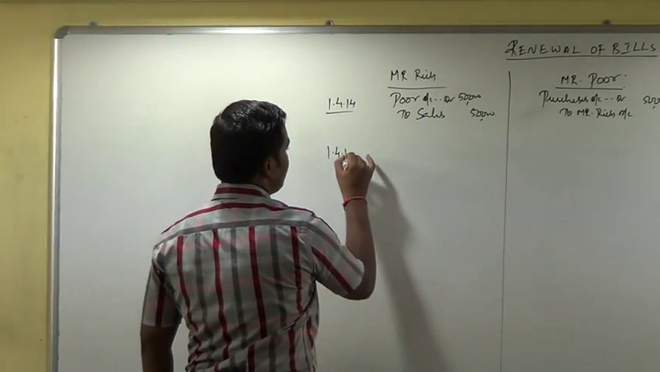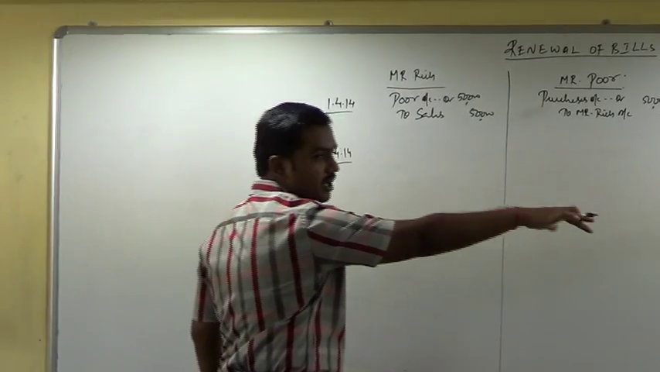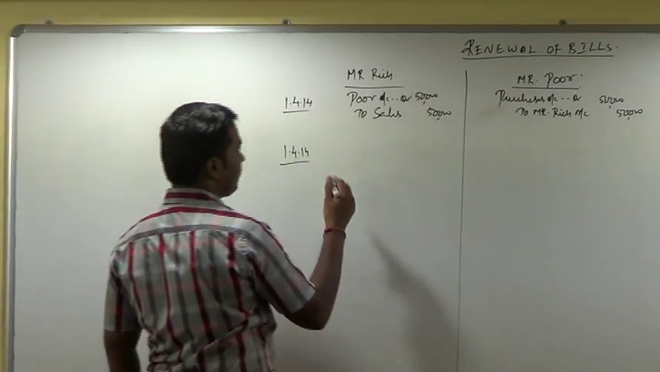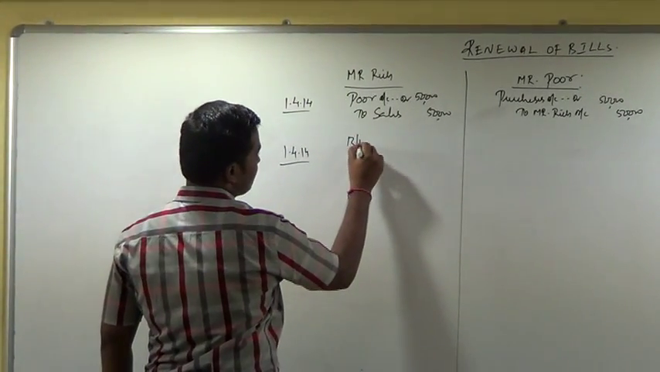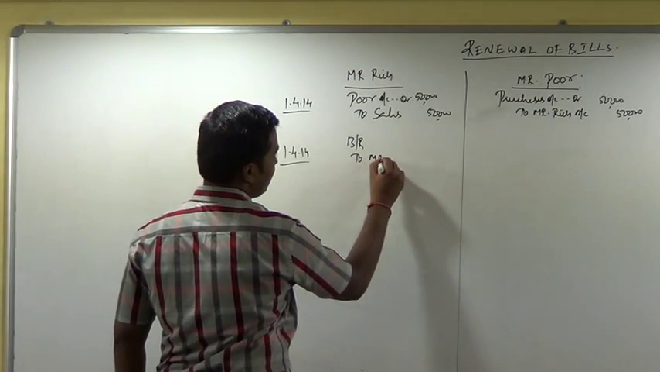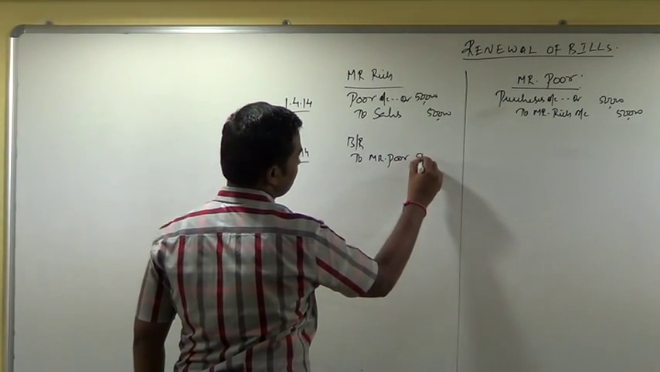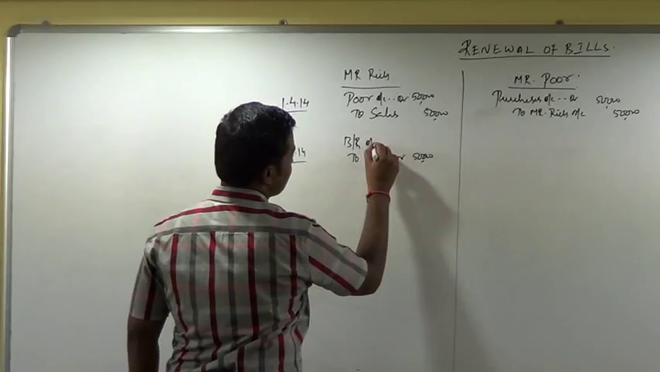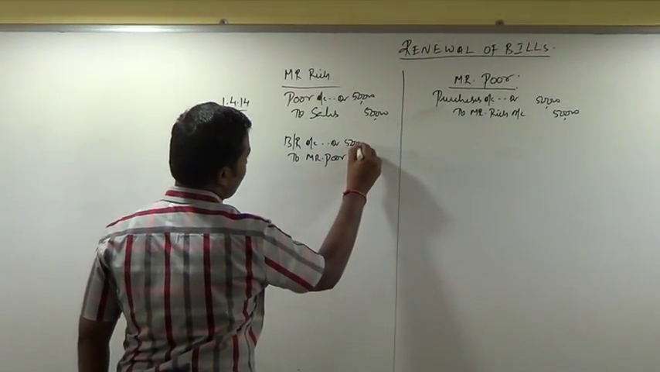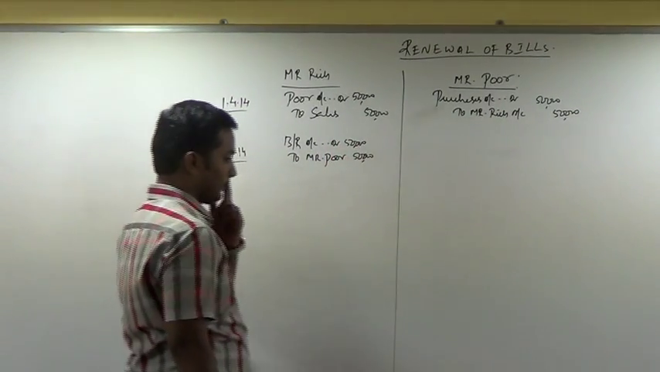On the same day, what did Mr. Rich do? He drew a bill on Poor. He received a fresh bill from Poor. What is the entry right? Bills receivable account debtor to Mr. Poor account, 50,000.